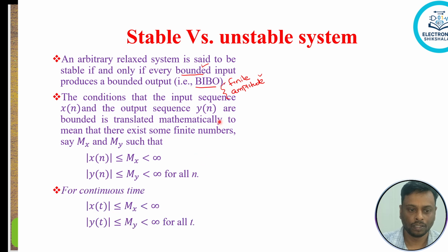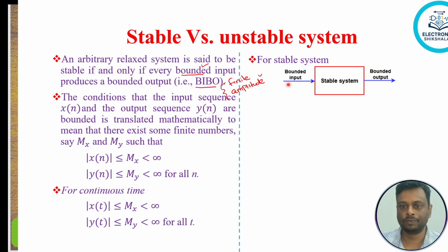For continuous time, only the n is replaced by t. So Mx would be a finite number for the input, as well as My would be a finite number for the output. If this is satisfied, then it is a stable system. So for a stable system, a bounded input produces a bounded output.